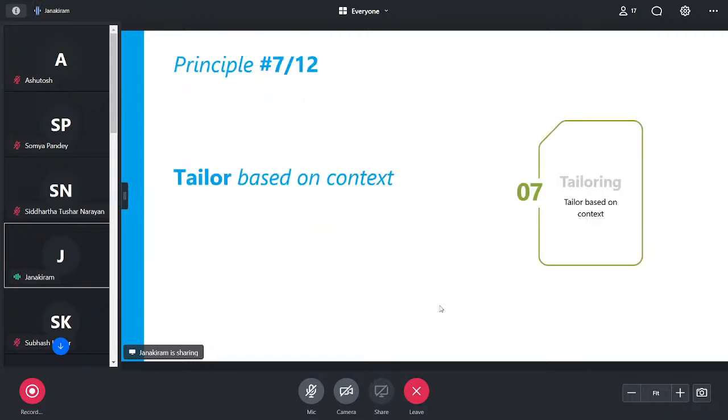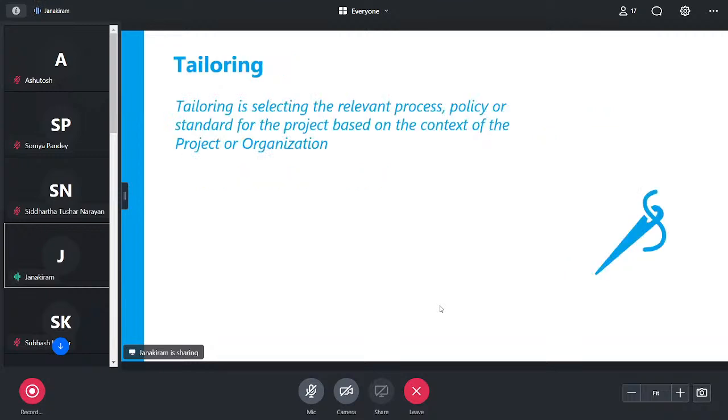The seventh principle is tailor based on context. Again, we have a separate topic in the PMBOK 7th edition which talks about tailoring. So tailoring is selecting the relevant process, policy, or standard for the project based on the context of the project or organization. Again, this is not something new to project management, but it has been included as a principle just so we do not lose sight of it.